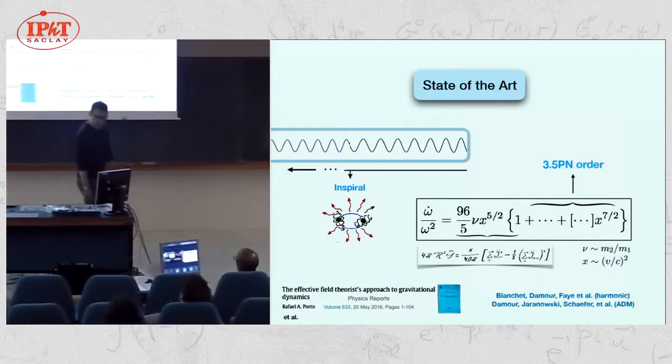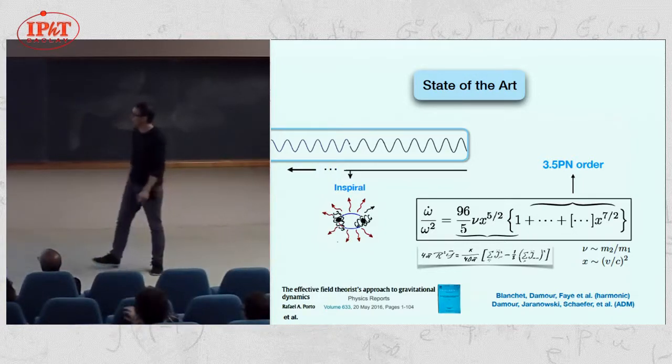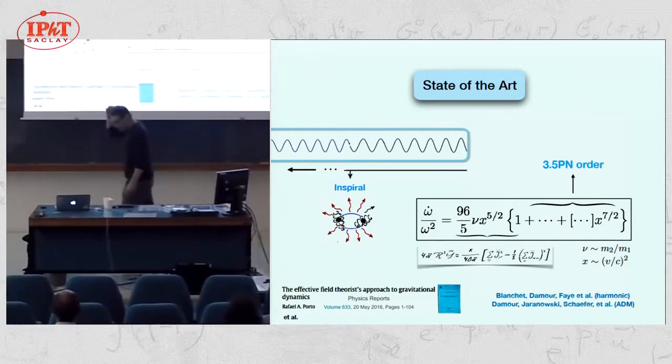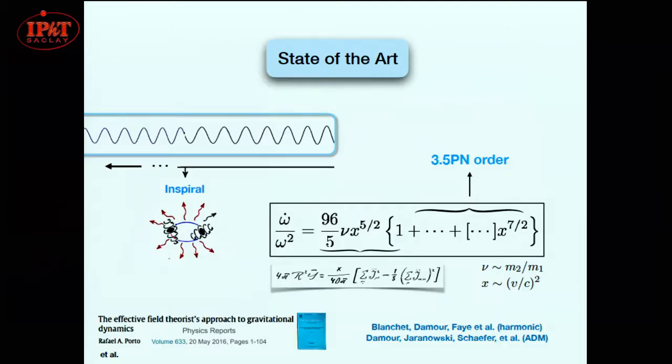So let me just tell you a little bit about where we are right now to motivate why we keep doing this and why we're going to move forward. What is the state of the art? So this is solving the dynamics. This is the orbital frequency, but it's also tracking the frequency of the gravitational wave.